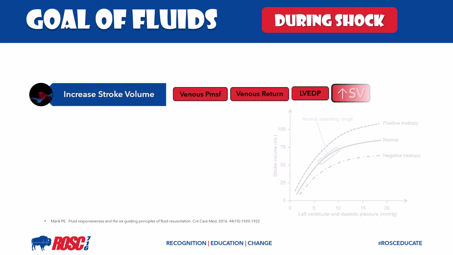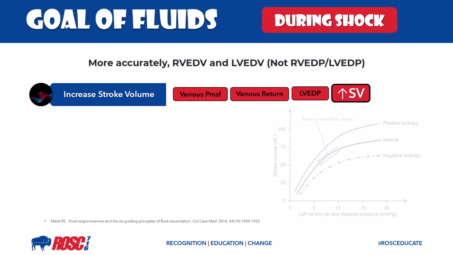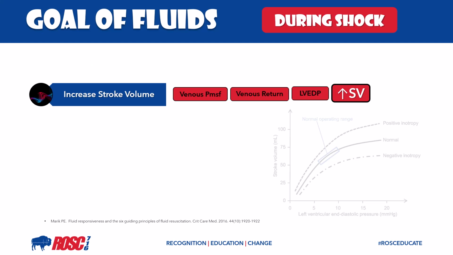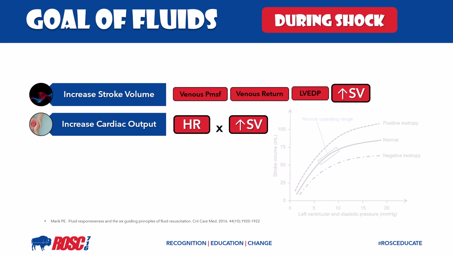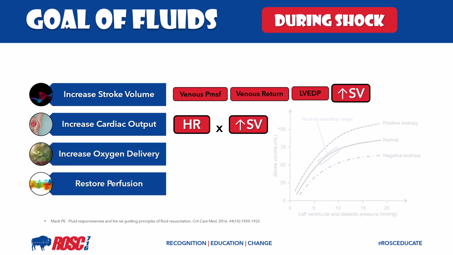Recalling from previous lectures, in a hypovolemic patient, stroke volume is increased by the volume increase in the mean systemic filling pressure. This increases the venous return, increases the RV preload, increases the right ventricular end diastolic pressure, thus increasing the left ventricular end diastolic pressure, and that increases our stroke volume. We know that this increases cardiac output due to increase in stroke volume and a presumed constant heart rate. This increases oxygen delivery, thus restoring perfusion.